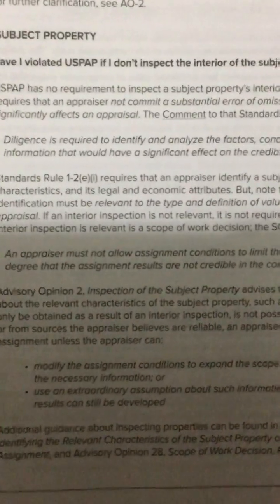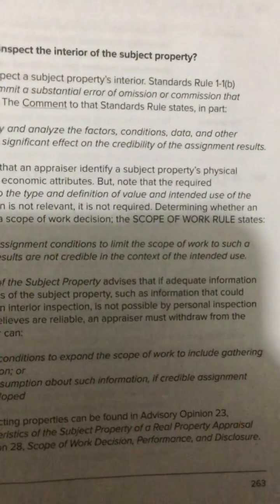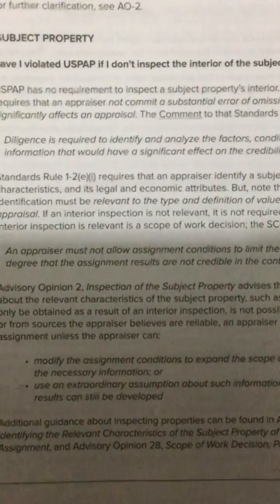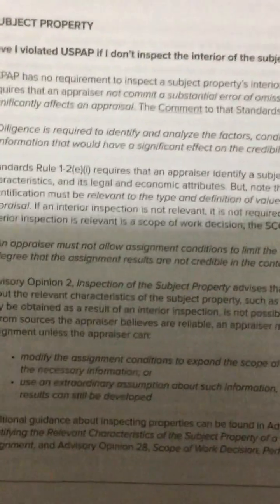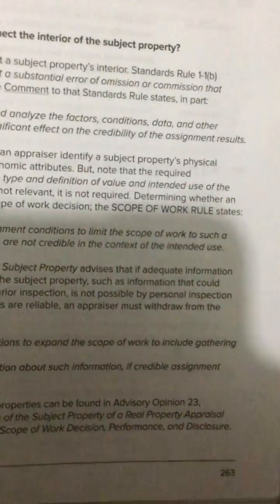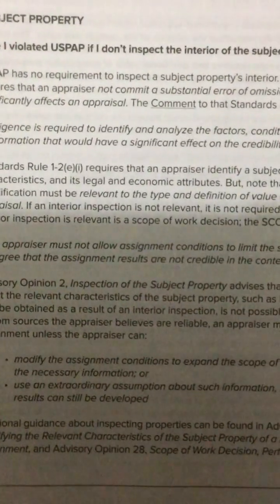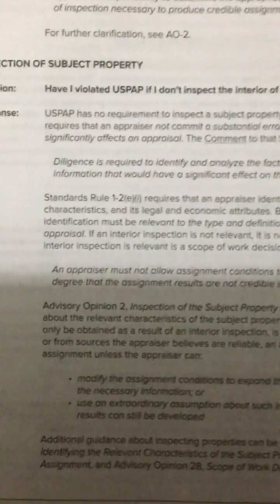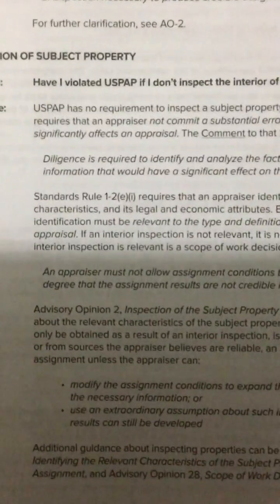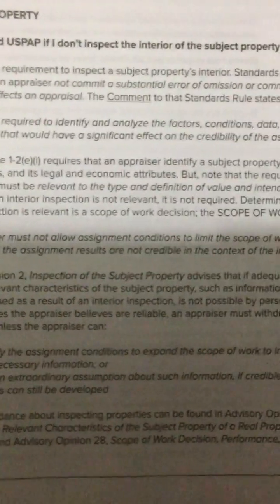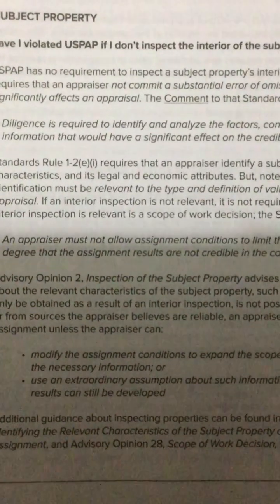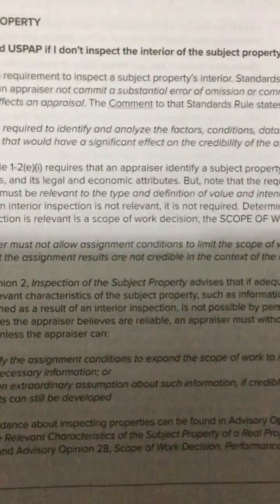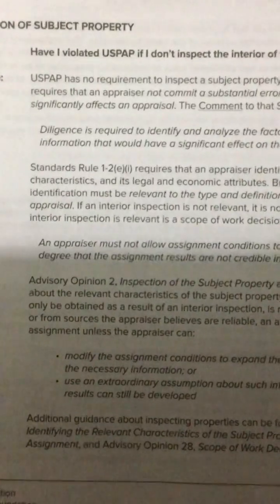Advisory Opinion Number 2, Inspection of the Subject Property, advises that if adequate information about the relevant characteristics of the subject property, such as information that could only be obtained as a result of an interior inspection, is not possible by personal inspection or from sources the appraiser believes to be reliable, an appraiser must withdraw from the assignment unless the appraiser can modify the assignment conditions to expand the scope of work to include gathering the necessary information or use an extraordinary assumption about such information if credible assignment results can still be developed.